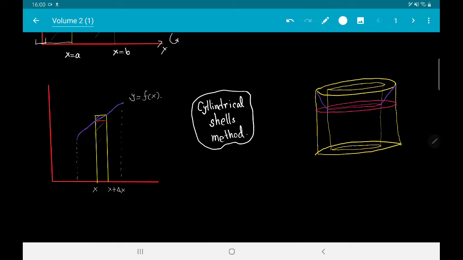So here I have taken a small region which lies between the point x and x plus delta x on the x-axis. The volume that is generated by rotating this region under the curve, we call it delta V, and let's see if we can approximate delta V by rotating these two rectangles. So first look at the yellow rectangle. What happens if we rotate this?